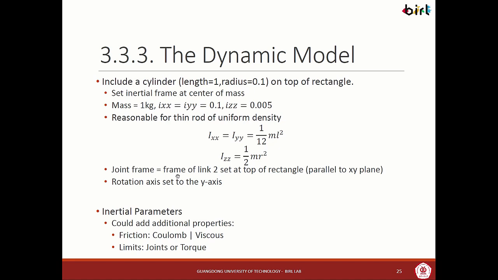The joint frame, which is also the frame of link 2, is at the top of the rectangle and it's parallel to the xy plane. Rotation axis set to the y-axis. Here, for inertial parameters, we could add friction properties using Coulomb friction or viscous friction. You can study those differences later. And we could also introduce joint limits, like my arm can only go from here to here, but not further than that. Those are joint limits.